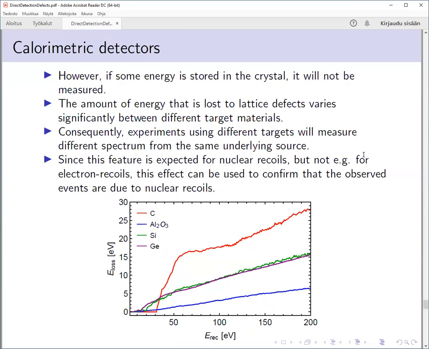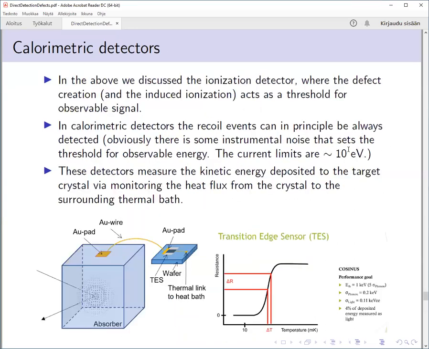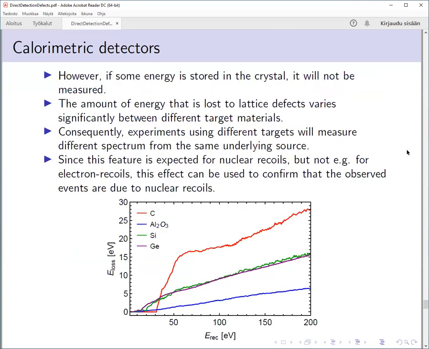And these energies are typically of the order of electron volts or can be tens of electron volts. So they are of the same order as the thresholds that have now been achieved. So now it becomes important that if you measure this heat signal with these very low energies, then you must understand how much energy is actually stored in the crystal in these events, because that will affect the spectrum that you actually see.